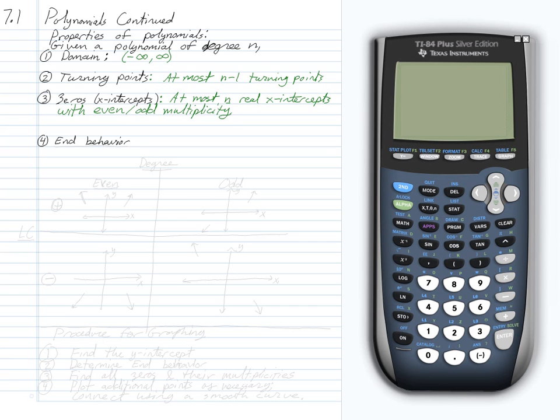Now finally, we'll talk about the overarching picture of our polynomials, and every polynomial will have end behavior falling into one of the following 4 categories. So if our degree is even, or if our degree is odd, we will see 2 different types of behavior. And if our leading coefficient is positive or negative, we'll see 2 different types of behavior.